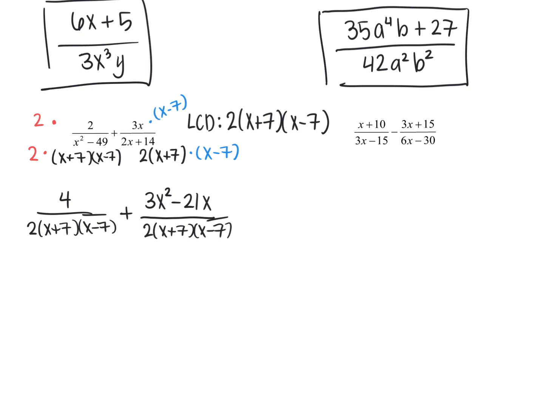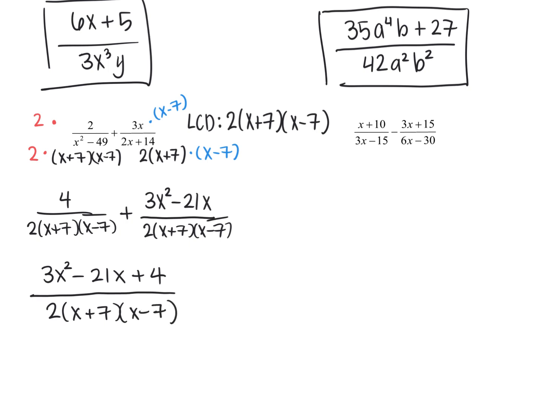So when I go ahead and combine like terms, I'm going to want to rewrite it in descending order just to make it easier. So I'm going to have 3x squared minus 21x plus 4, because there are no like terms here, all over 2 times x plus 7, x minus 7. Typically, I would now try to factor my numerator, but I'm going to tell you right now it's not factorable. If I were to try to factor it, I'd be looking for numbers that multiply to 12 and add to negative 21, which don't exist. So it can't simplify any further, and this is our final answer.